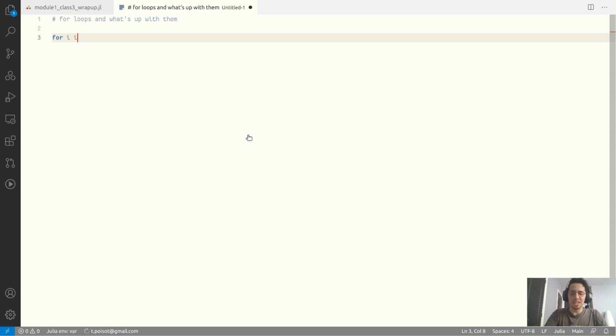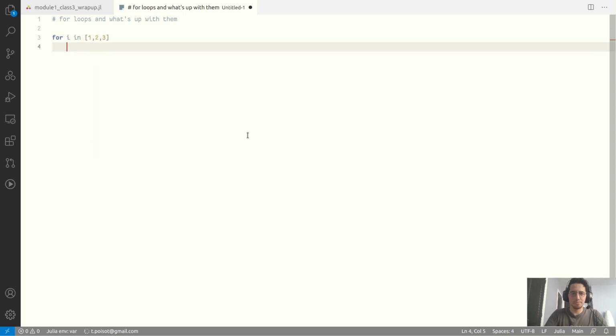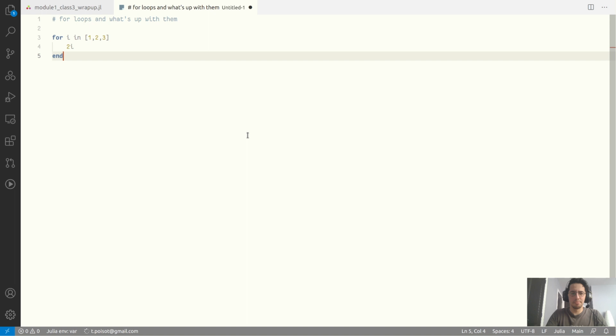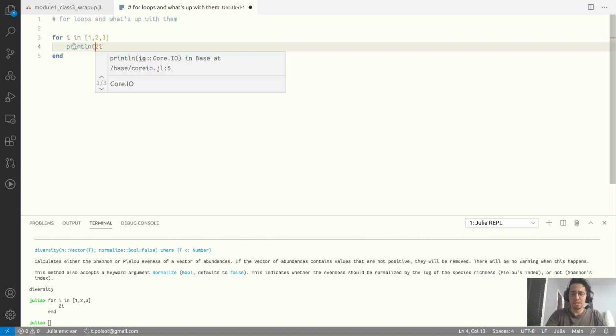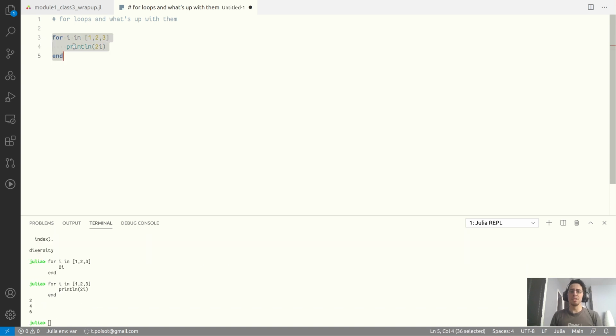Let's do that. For i in 1, 2, 3, let's do 2i, end. So that's a loop, right? It's not returning everything. So let's add a println here so that it prints 2i. And then the result is 2, 4, 6.